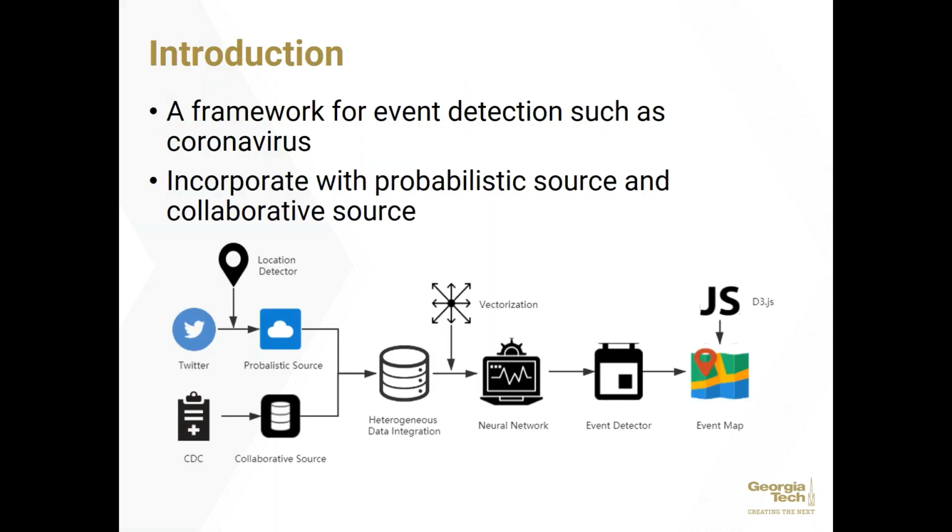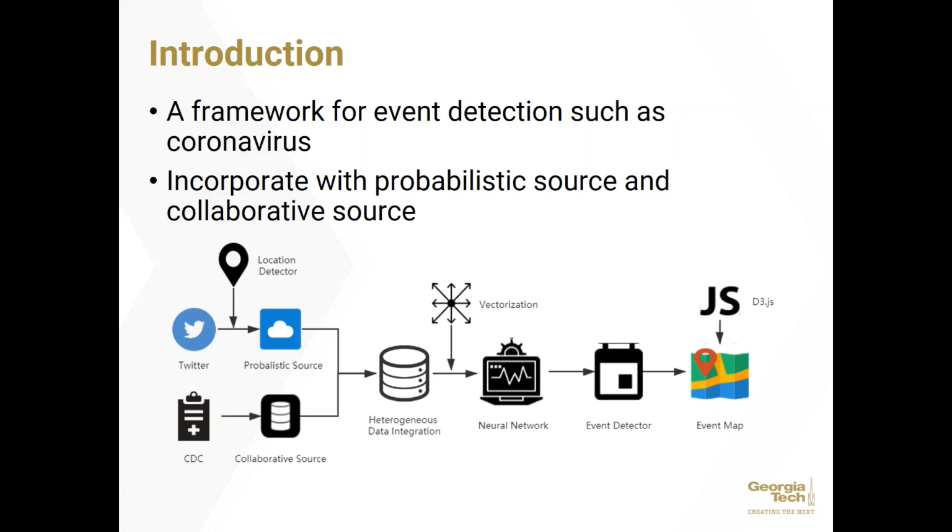Now I'll introduce the whole framework for our LITMUS project. This is a framework for event detection, such as coronavirus disease. It incorporates both a probabilistic source and a collaborative source. This is the overall architecture of our project. We use Twitter as our probabilistic source and the CDC data as a collaborative source.